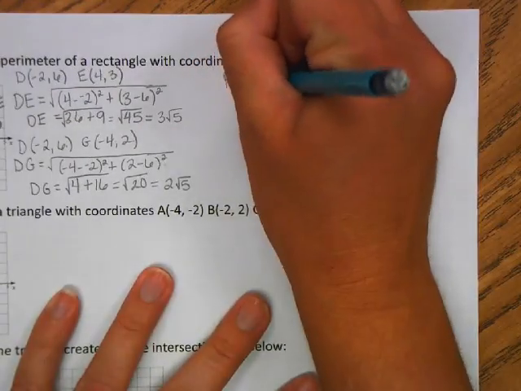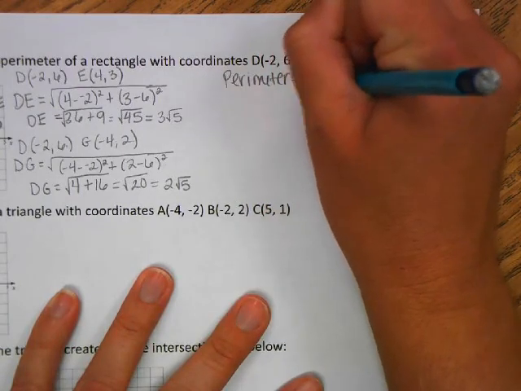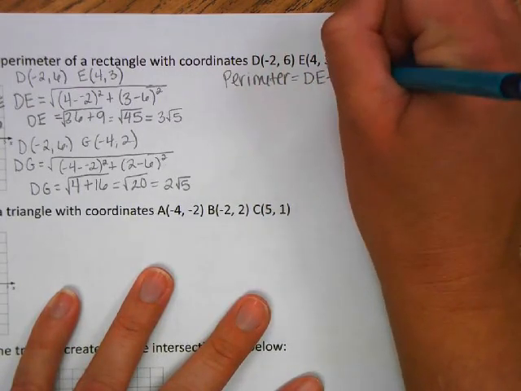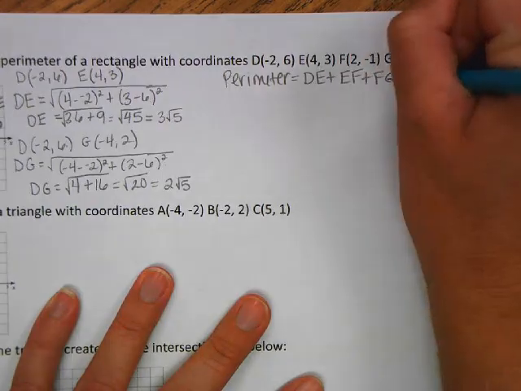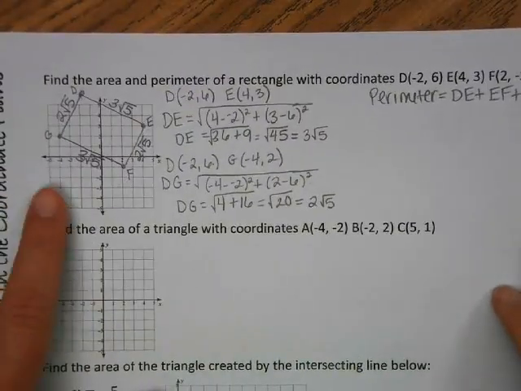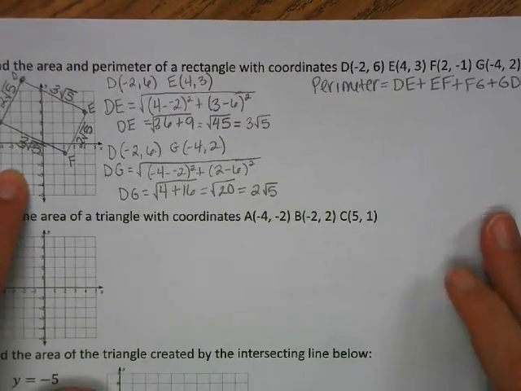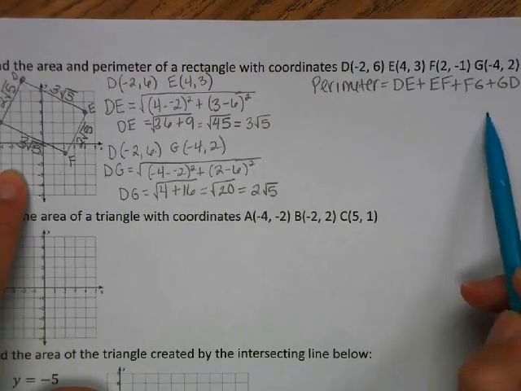So for the perimeter, I want to take DE plus EF plus FG plus GD. So I'm just adding up the 4 sides of the rectangle that I have in the coordinate plane. And then I'm just going to substitute those values in.